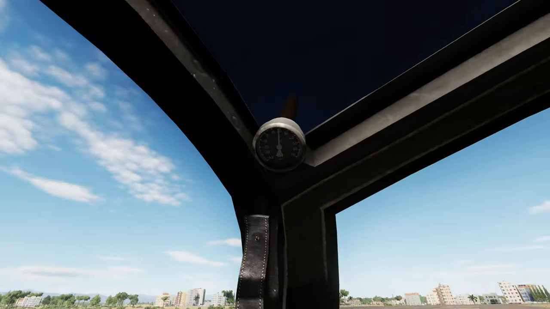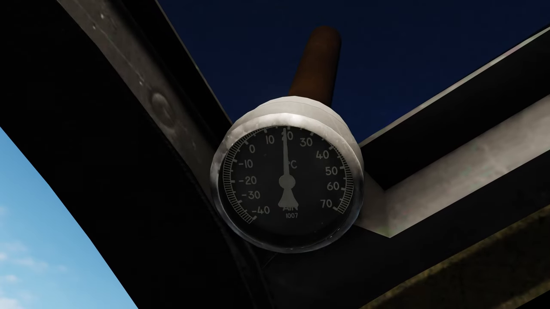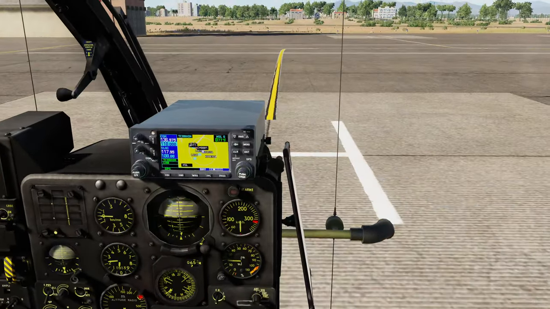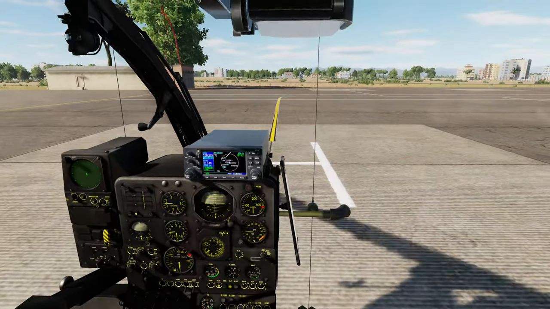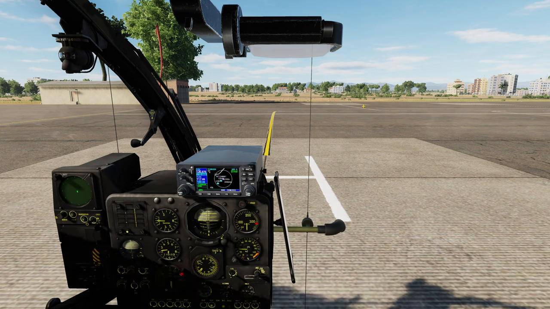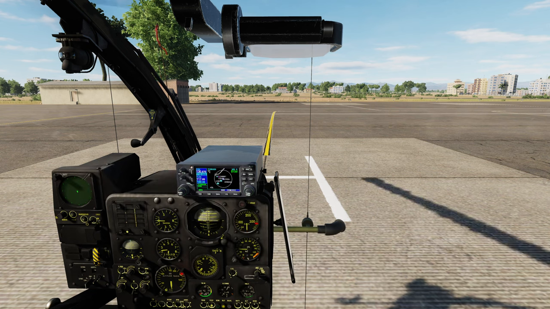I think we've got an outside... Yeah, there's the temperature gauge, actually. So as you can see, outside temperature today is about 18, 19 Celsius. So that's warm, but it's not enough to be a limiting factor for us. Now, I'm going to go ahead and do this. Keep in mind that I'm doing this in 2D. I normally fly in VR, so this is going to look a lot messier than usual.